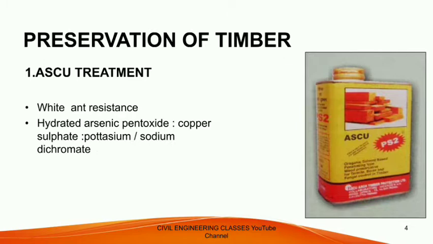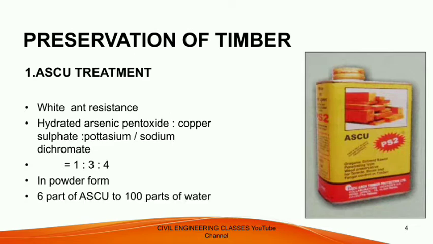In this, a particular compound which has arsenic pentoxide, copper sulfate and sodium or potassium dichromate in a particular ratio of 1:3:4 is used. This is called ASCU. It is available in powder form. Usually, 6 parts of ASCU is added with 100 parts of water and it is sprayed on the timber as a solution. That was about ASCU treatment.